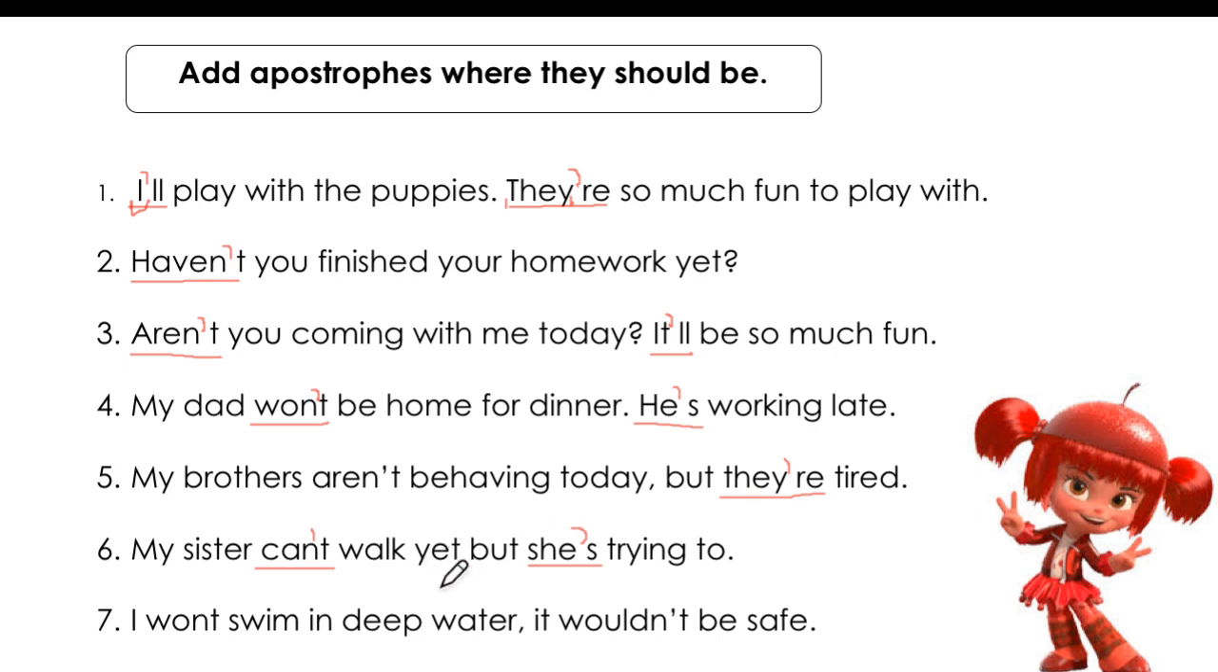I won't swim in deep water. It wouldn't be safe. We have one here, but one more is missing. In the word won't, apostrophe right here. Okay, did you do it? Great. Clap for yourself. That's the pronouns revision.